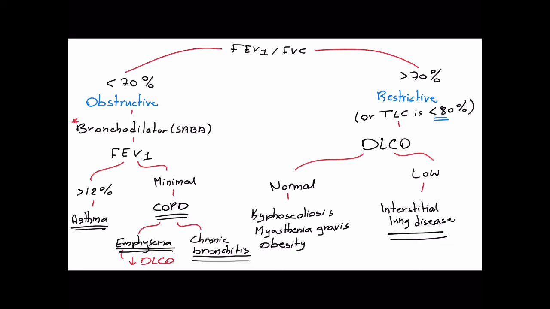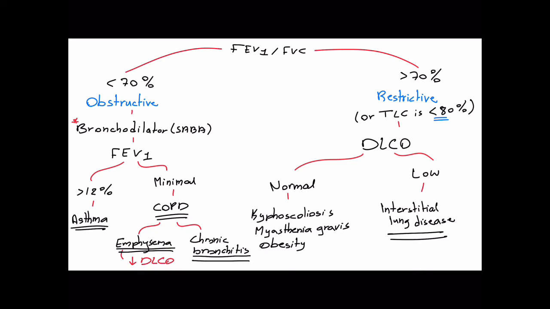Which type of COPD? Is it emphysema or is it chronic bronchitis? One way is by measuring the DLCO, which is decreased in emphysema but not in chronic bronchitis. But it's important to note that most patients with COPD have a mix of both emphysema and chronic bronchitis.